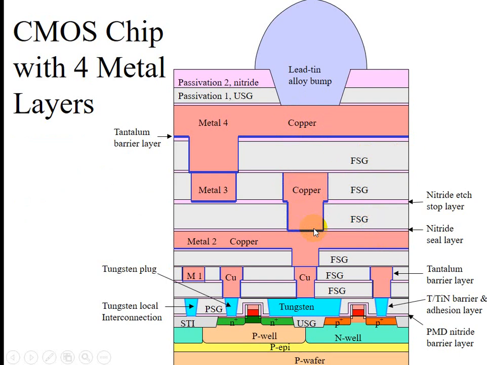So for the fab, normally it's a fab using aluminum. It will not mix up with the copper technology. Okay, so this building is all for aluminum, and the next building may be copper technology.